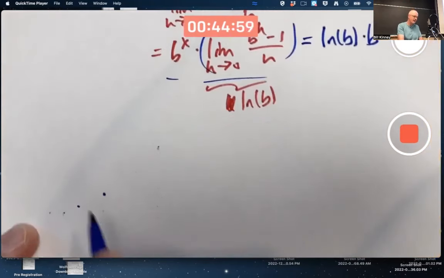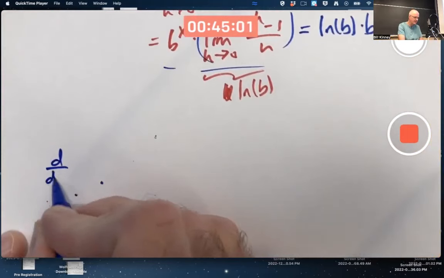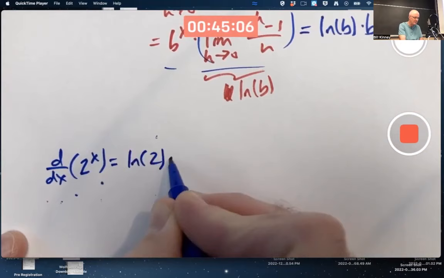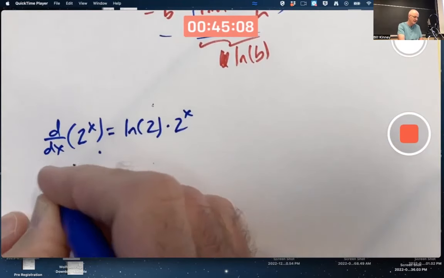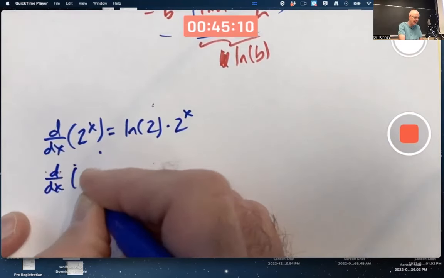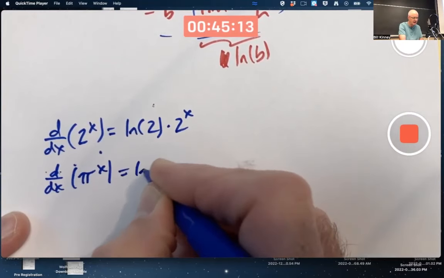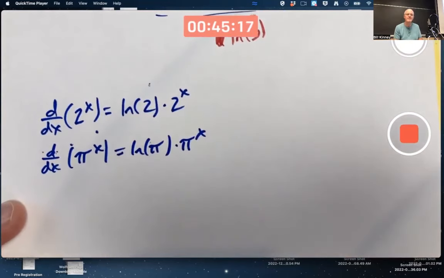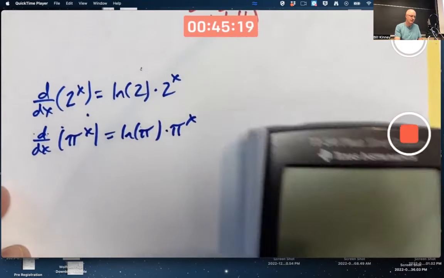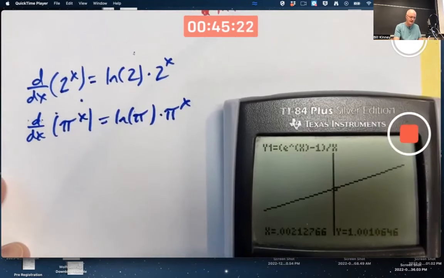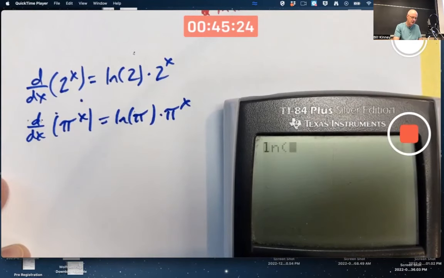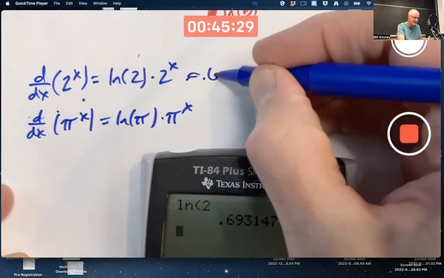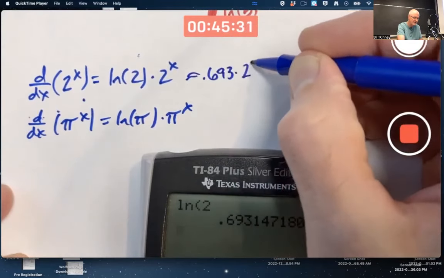So this does mean that, for example, the derivative of 2 to the x is natural log of 2 times 2 to the x. The derivative with respect to x of pi to the x is natural log of pi times pi to the x. Fun, fun, fun. Can we approximate these things? Sure. Natural log of 2 is about 0.693. So this is about 0.693 times 2 to the x.